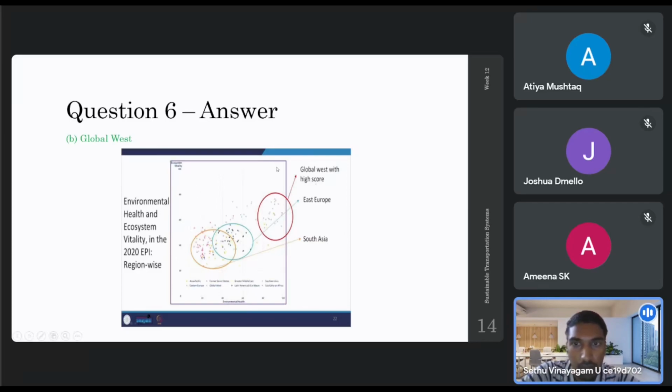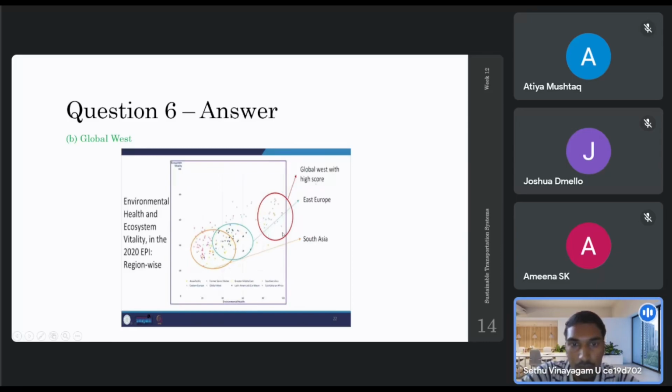If we have a point in the top right corner, that will be the ideal point, so it has the highest score on both aspects. Whereas the lower left will be the least or the worst value for the index, where it is not good on both. So if you look at the different countries' EPI values with respect to these two categories, what are we looking at?